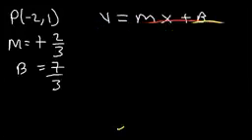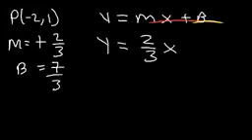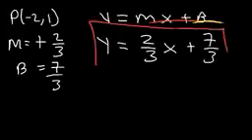So now we can write the equation. So let's plug in the values for m and b. So it's going to be 2 over 3 x plus 7 over 3. So this is the equation of the line.